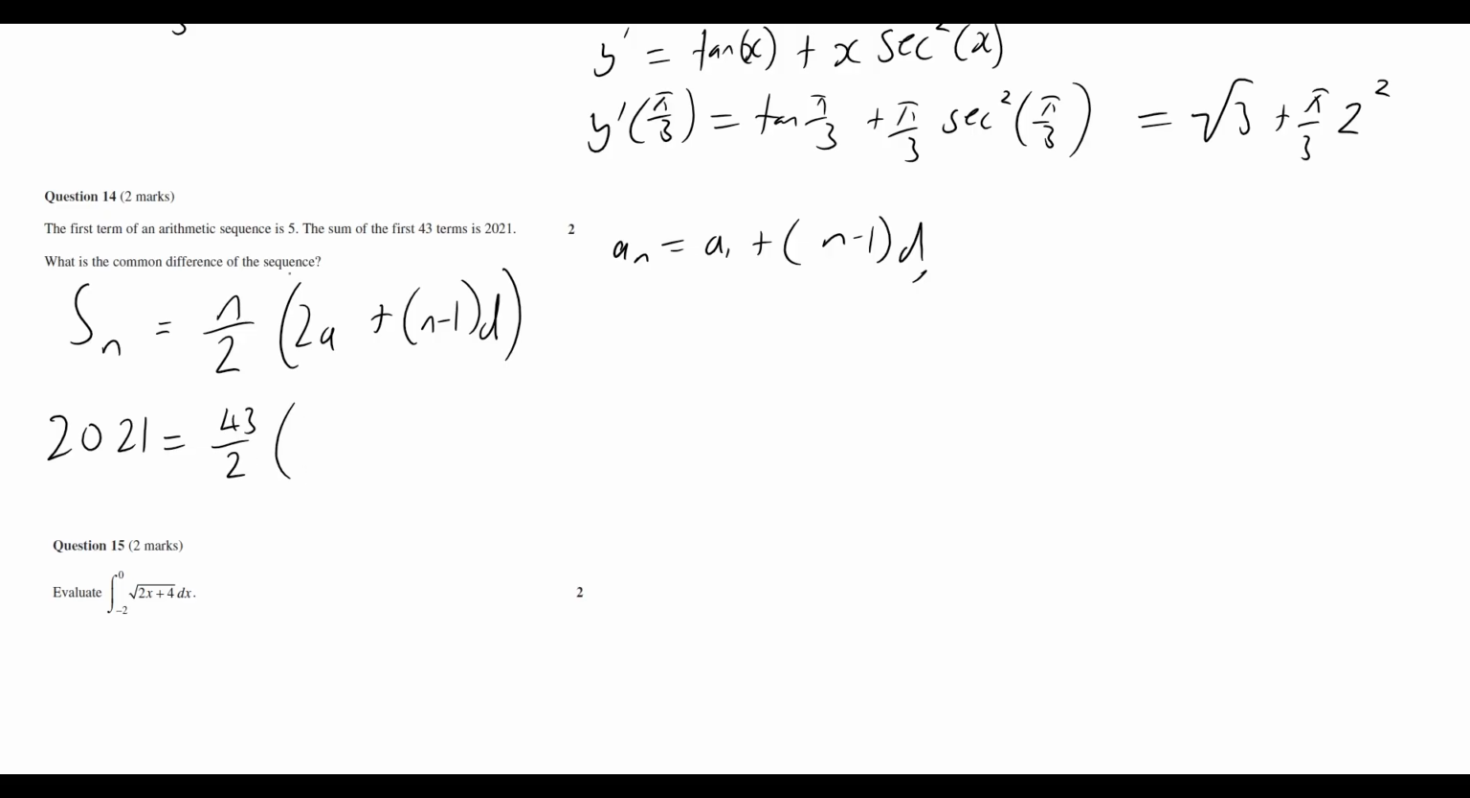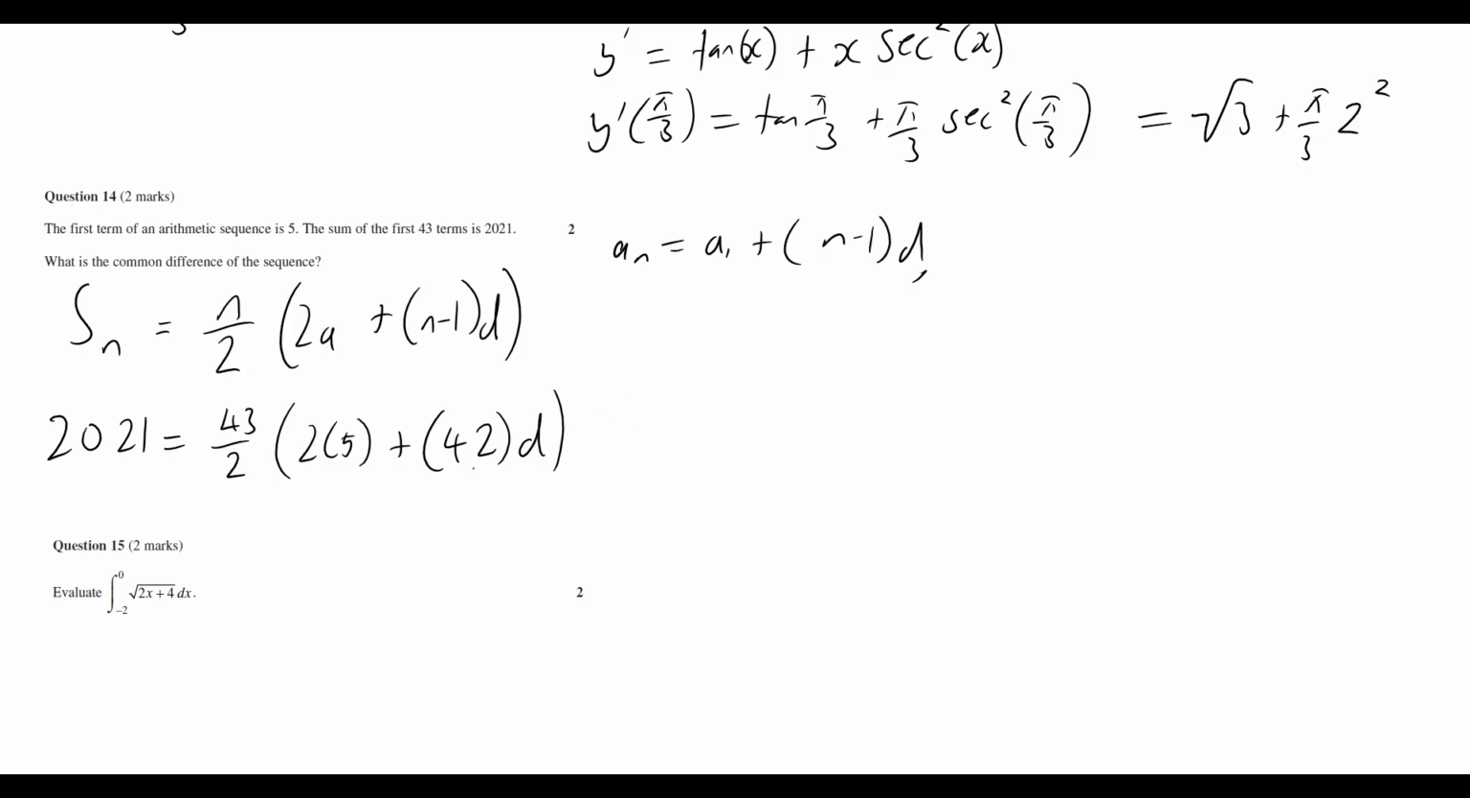We know that a is the first number, so that's going to be a 5 here, so we'll say 2 times 5. And then we can just quickly fill the rest of this out as such. So 43 minus 1, I'll just write 42, and we have d there. Okay, so what we end up doing now is just quickly solving this problem.